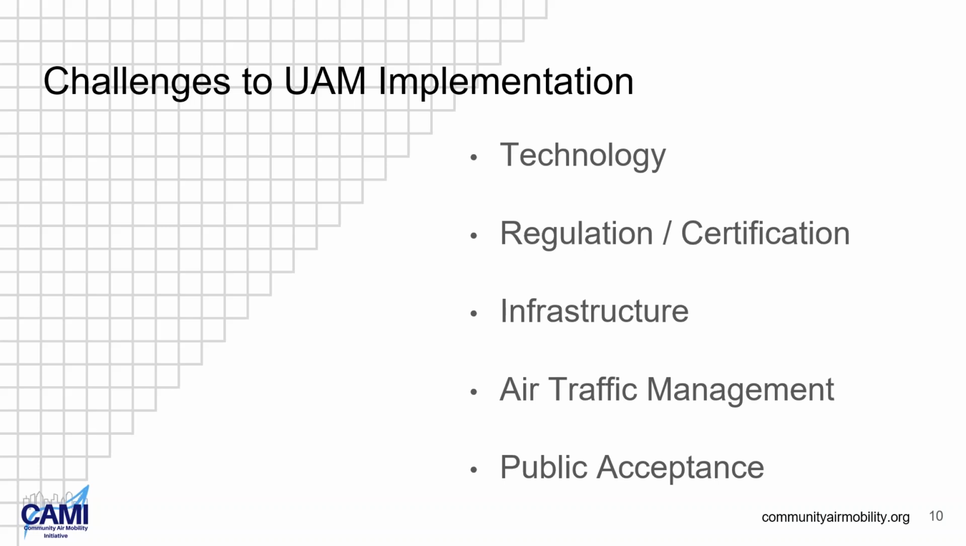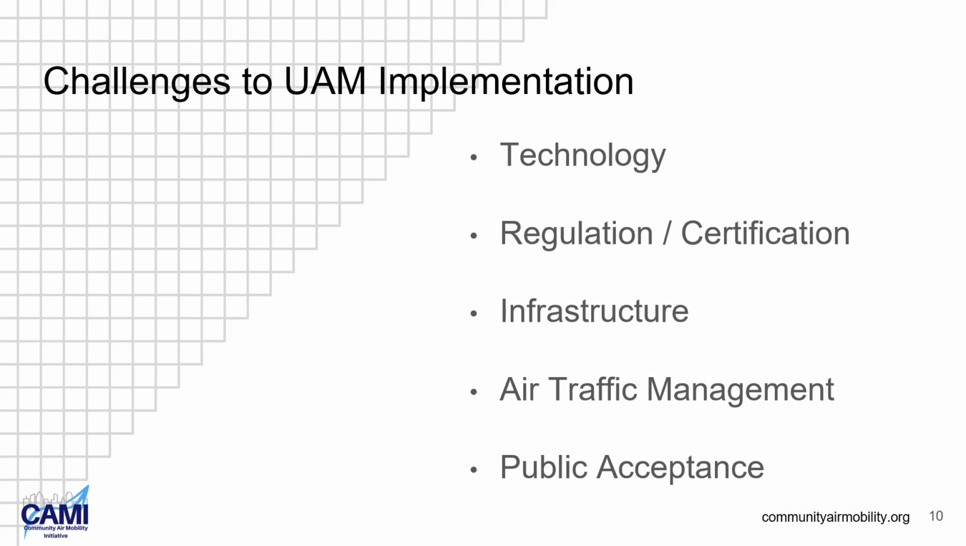There are a number of challenges to urban air mobility implementation. Technology certainly is one, but we've seen a lot of progress in technology over the last couple of years, as witnessed by the number of dollars going in, the number of aircraft that have been developed. Regulation and certification, again, is another area that has the potential to slow things down, but through the standards development organizations and the FAA and other CAAs, we've seen a lot of progress on this front as well.